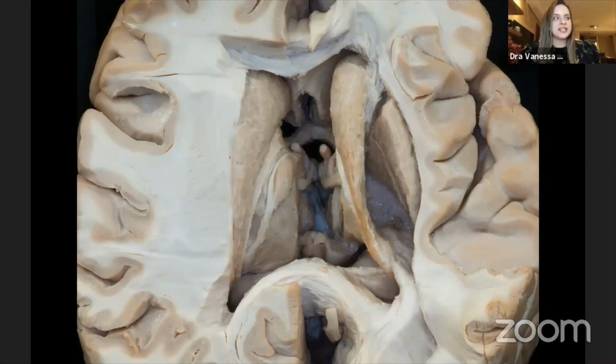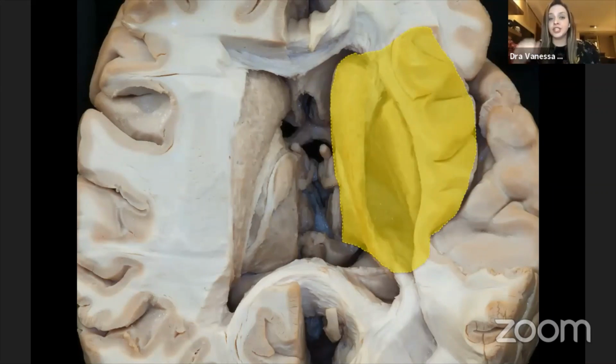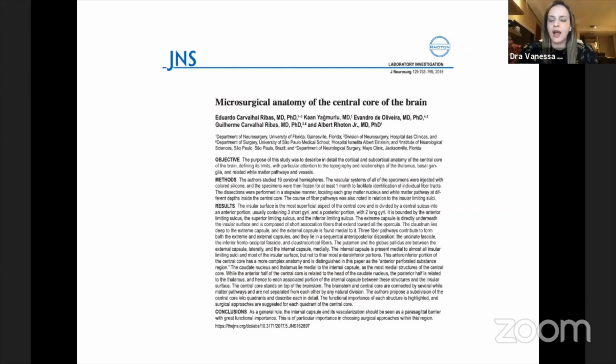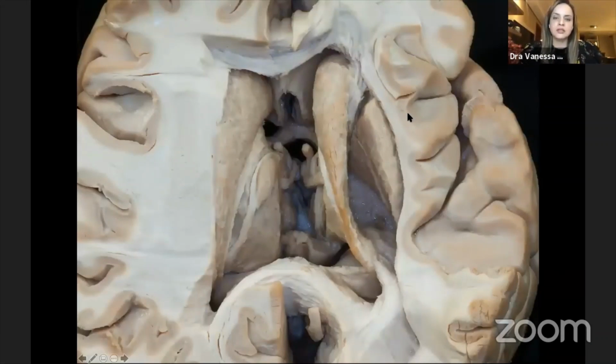First things first, let's start with the definition of this area. What is the central core? For that, I highly recommend this article by Dr. Ribas, a dear friend, who wrote this definition that I'm going to show you.